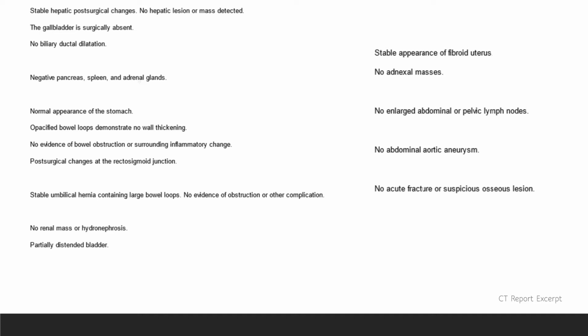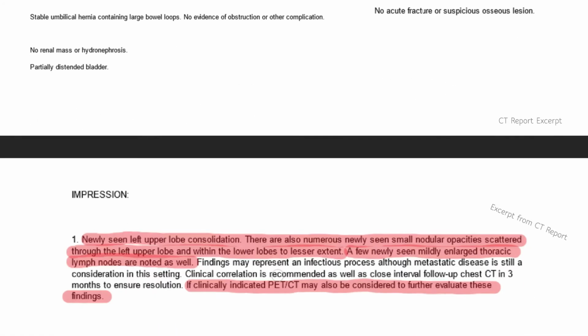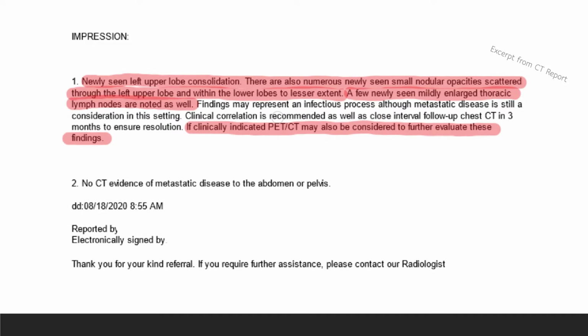Feel free to pause if you want to read into that a little bit more, but we're going to move on. And this is the impression that the radiologist had. Newly seen left upper lobe consolidation. There are also numerous newly seen small nodular opacities scattered through the left upper lobe within the lower lobes and to a lesser extent. And at the bottom you see that a PET CT should be considered to further evaluate these findings.